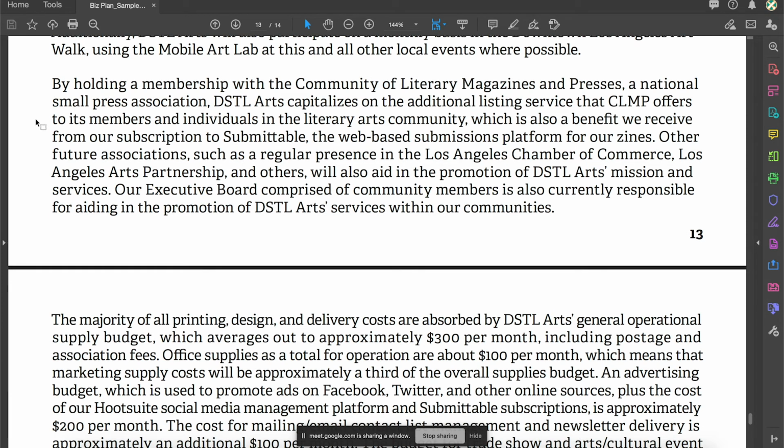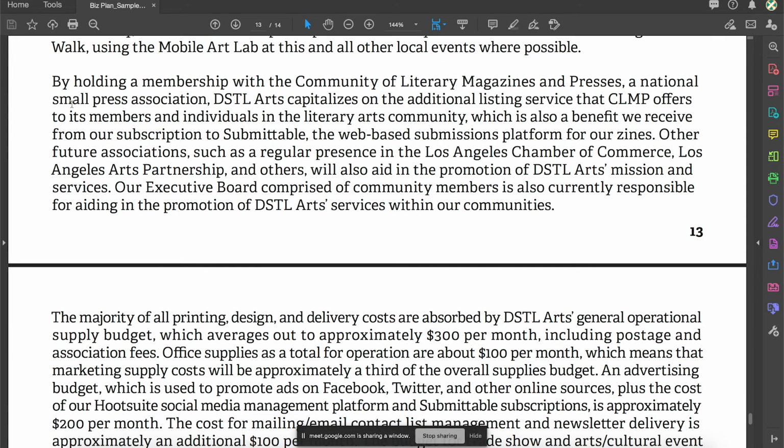This is also where you might think about including things like memberships that you pay for. In the case of DSTL Arts, last week we talked about the community of literary magazines and presses. DSTL Arts pays the membership fee to be a part of that group, so that other small presses and people interested in publishing their work can find out about DSTL Arts and all the different programs that I provide, and also potentially submit their work to Art Block Zine or Artistic Zine. That's why we also have a subscription to Submittable, which is a way for me to get people's submissions and also to get donations and subscriptions to our zines.